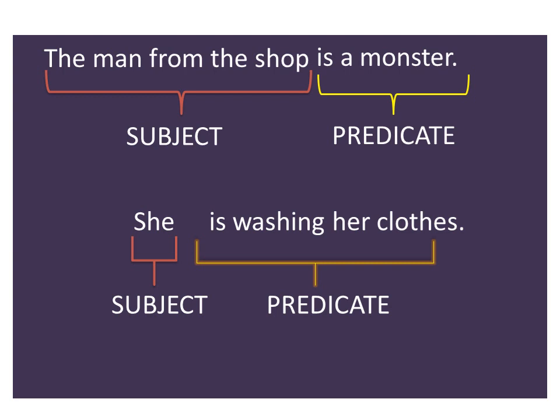Let us look at these sentences. The man from the shop is a monster. The man from the shop is the subject, whereas is a monster is the predicate. Second, she is washing her clothes. Your subject here is she and is washing her clothes is the predicate.